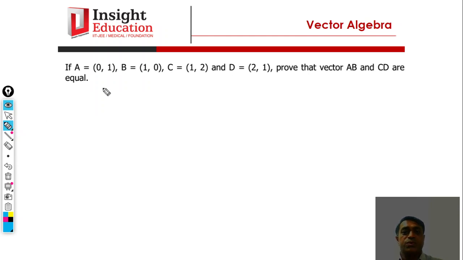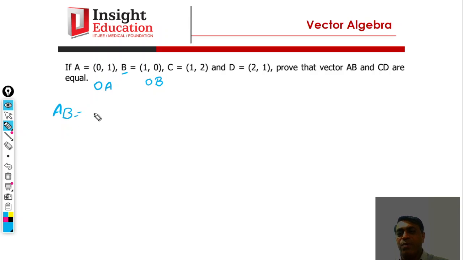So again, just for introduction of vector, I have considered this example. A(0,1), B(1,0), C(1,2), D(2,1). Prove that vector AB and CD are equal. So vector A represents what? That is actually OA. Vector B is what? That is OB.